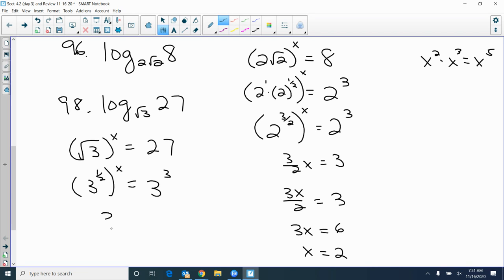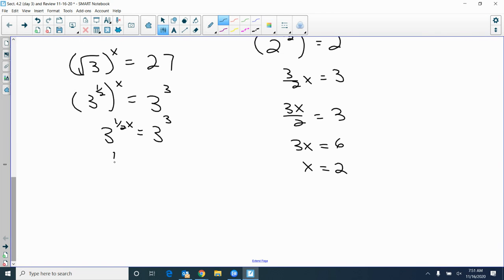Well, those two multiply. You get 3 to the 1/2 x equals 3 cubed. And so 1/2 x equals 3. Multiply both sides by 2, divide by 1/2, whatever works. That's how we get x equals 6. Okay, for that one, we want to get them to the same base. Look at the powers, compare those.